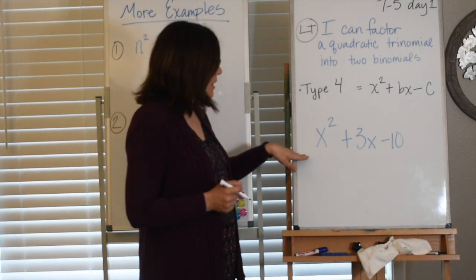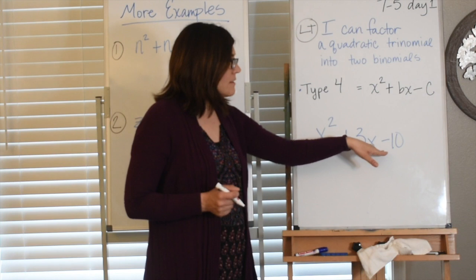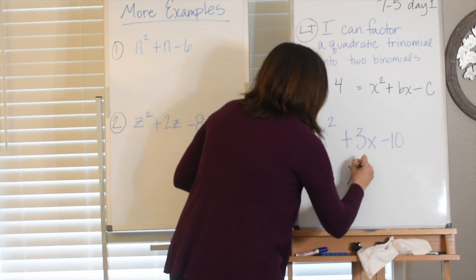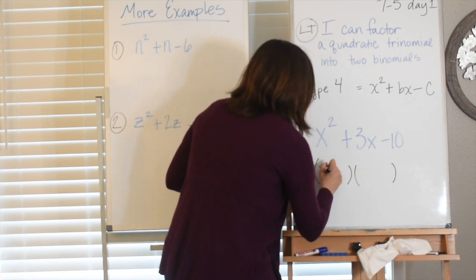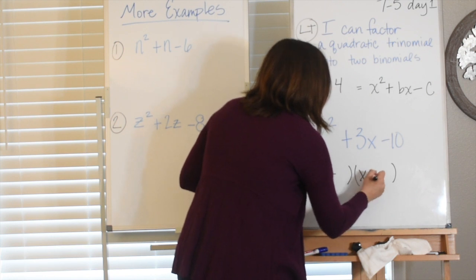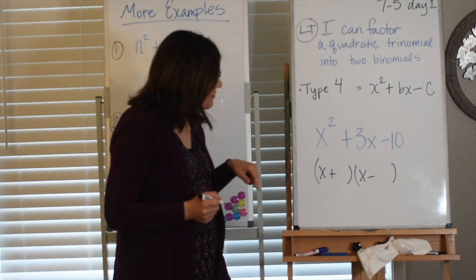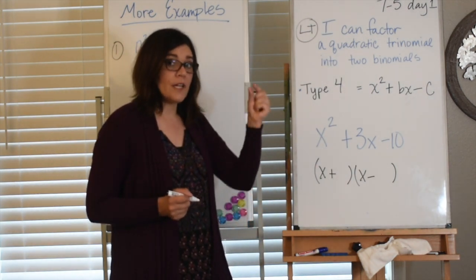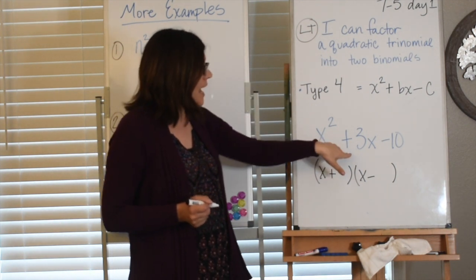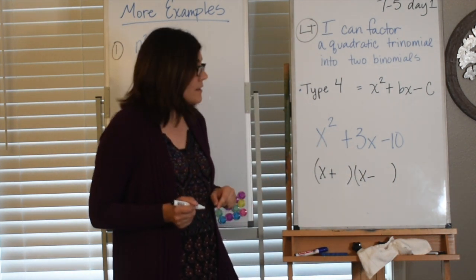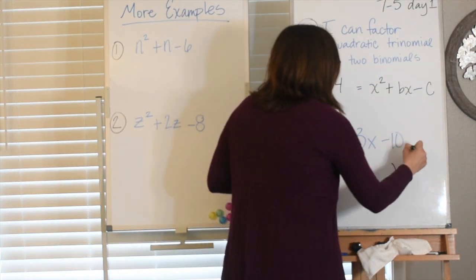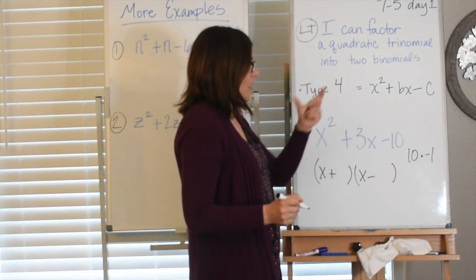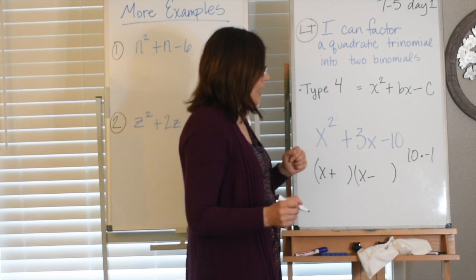So let's look at this example here. X squared plus 3x minus 10. I know that my binomials are going to be x plus something and x minus something, just like with type 3, okay? And now I'm going to start listing my factor pairs that result in negative 10, and my larger number needs to be positive, and I'm looking for that combo that's going to add up to a positive 3x. So let's say positive 10 times negative 1, that is negative 10, but when I add those together, I get a positive 9, which is not 3x.